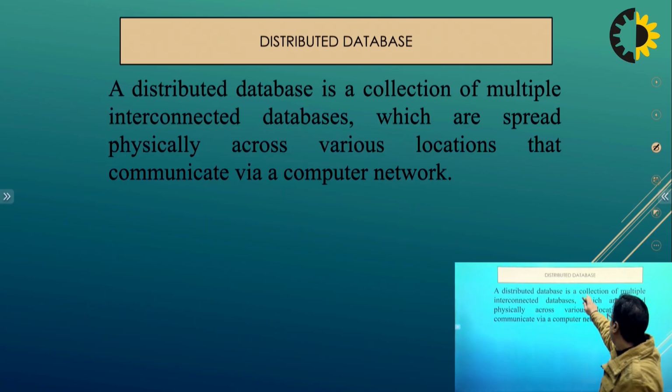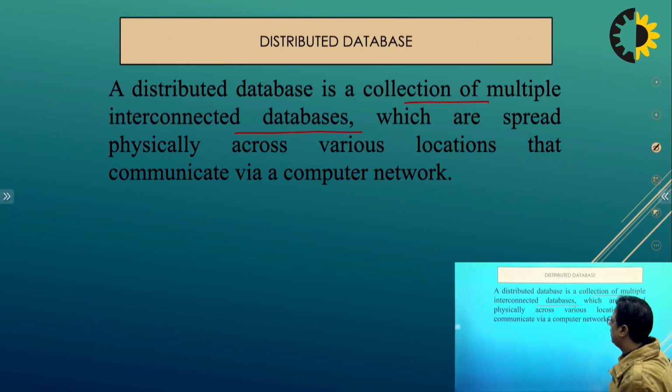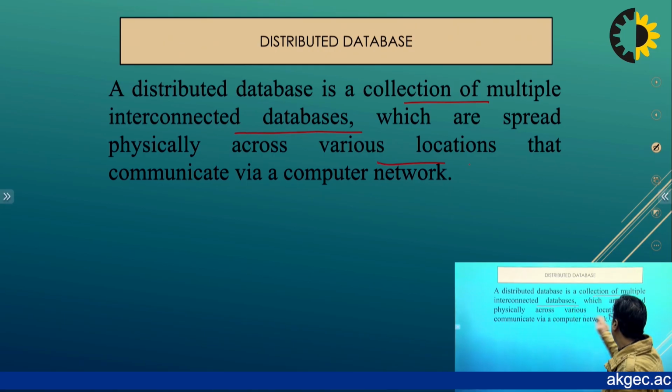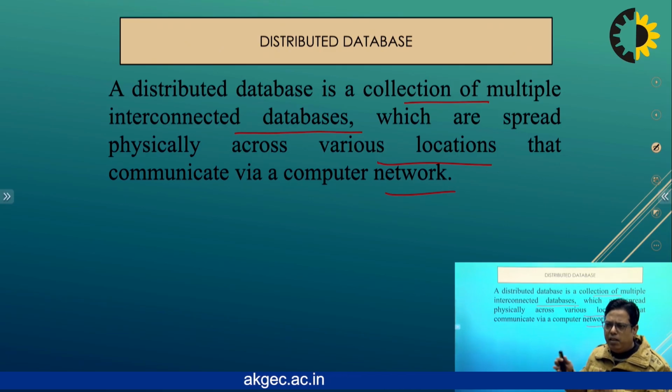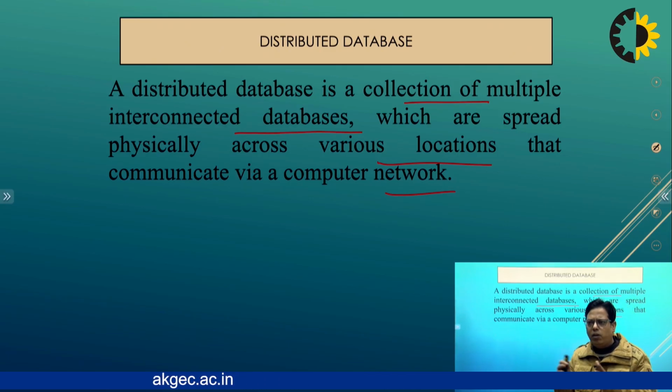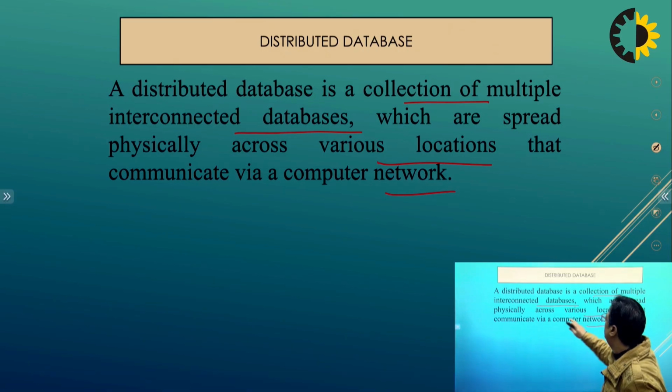A distributed DBMS is a collection of multiple interconnected databases which are spread physically across various locations and communicate via computer networks. This means if we have a single organization or company with different locations, we need to distribute the database across those locations. So we use the distributed database concept.